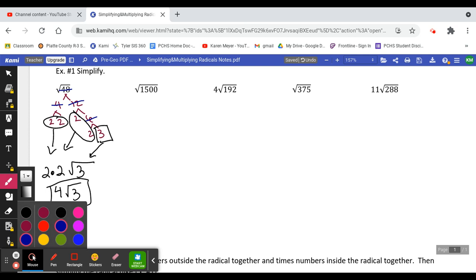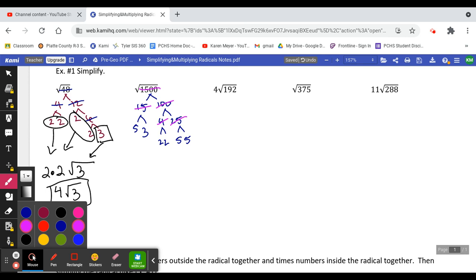Okay, next one, factor tree. I'm going to go with 15 and 100. 15 is going to go to 5 and 3. Can't use 15, so draw a line through that. 5 and 3 don't break down. Let's go to 100. I'm going to do 4 and 25. 4 goes to 2 and 2, and 25 goes to 5 and 5. And then I can't use 4, I can't use 25, I can't use 100.